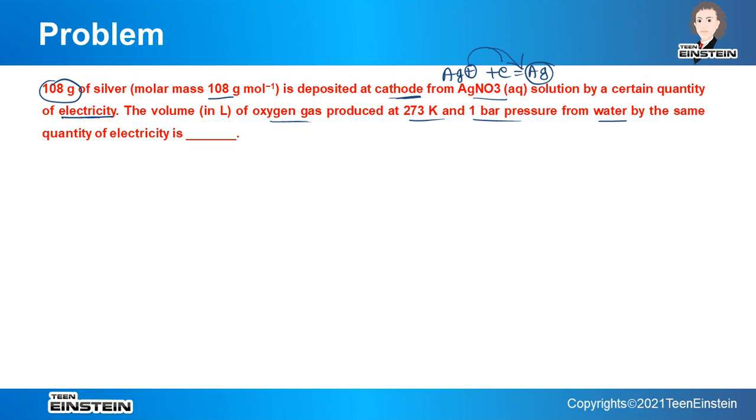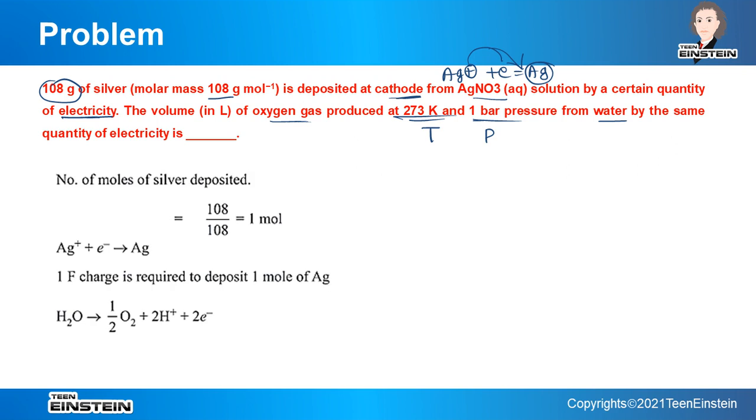Now once you know the number of moles of oxygen, you can use the equation PV equal to nRT, which we use for gaseous molecules, and from that relation you can find out the volume, because here temperature is given, pressure is also given. First of all, we will find out the number of moles of silver deposited. So given mass is 108.